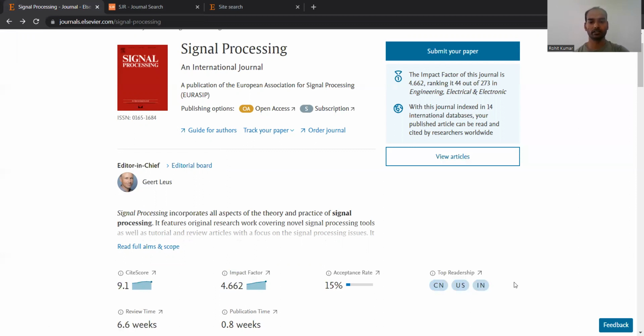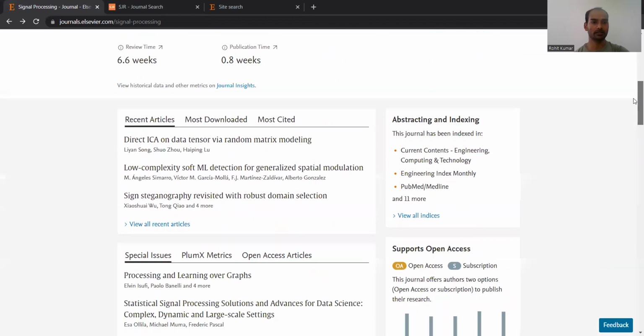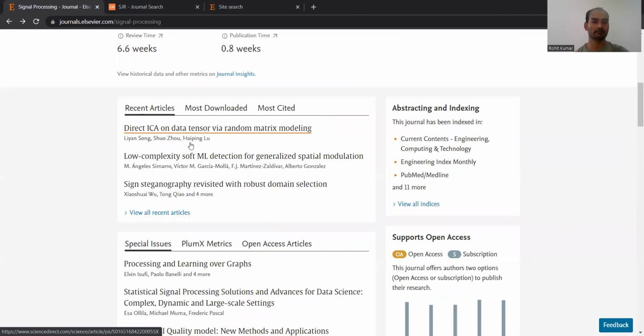The top readership comes from China, US, and India. That is pretty obvious. Here you can see the review time is 6.6 weeks and the publication time is 0.8 weeks on average, which is way better in comparison to FGCS, JNCA, Ad Hoc, etc., because I think those are more than one. Then coming down here, you see the recent articles.